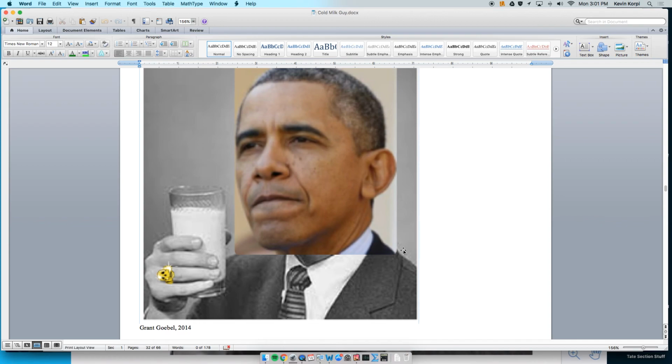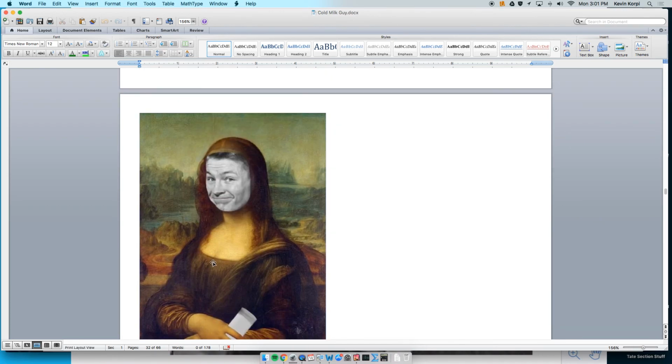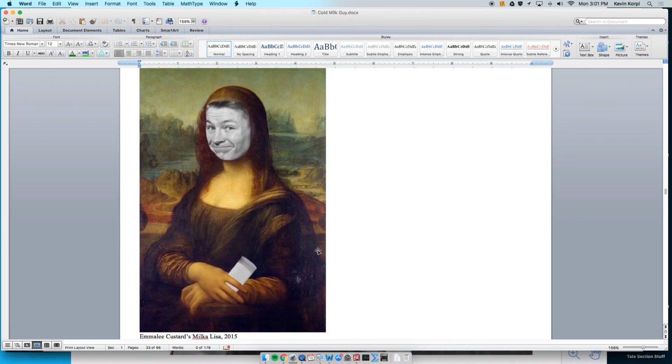Grant Gable, Obama. Fit him in there pretty nicely. And then the subtlety of this yellow skull ring right there. Just the only accent he gave him. Kind of interesting. The Milk Elisa. Yep. And the eyes do follow you around everywhere you go. Kind of creepy.